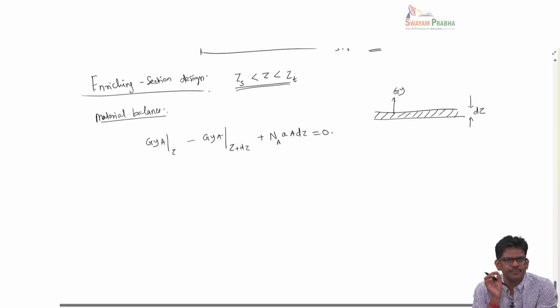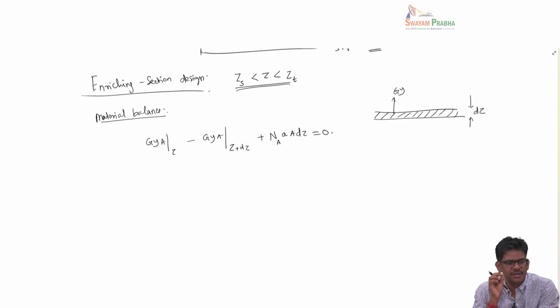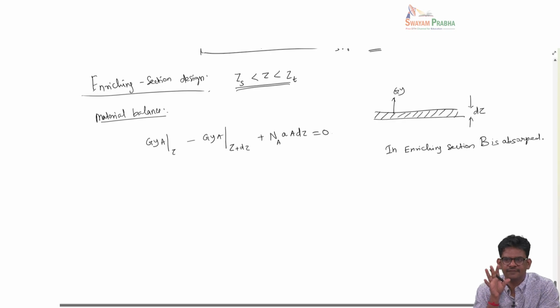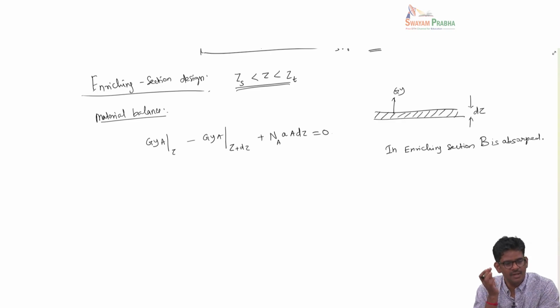So here is a small caveat. In the enriching section, B is absorbed. So we have to write this equation as if for B it is an absorption. But at the same time, this is an equimolar counter diffusion. If B is diffusing from vapor to liquid, equal moles of A will diffuse in the opposite direction. That's what equimolar counter diffusion means.